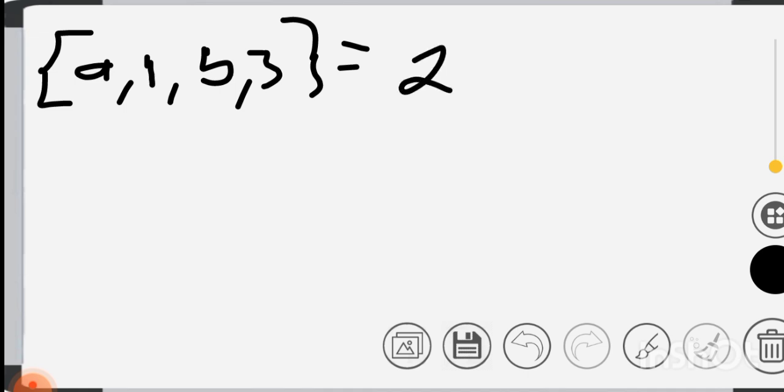The power set will be 2 raised to the power n. N means the number of elements here, the cardinality, so that's 2 raised to the power 4. We have 4 elements there. So I'm going to have 16 power sets.